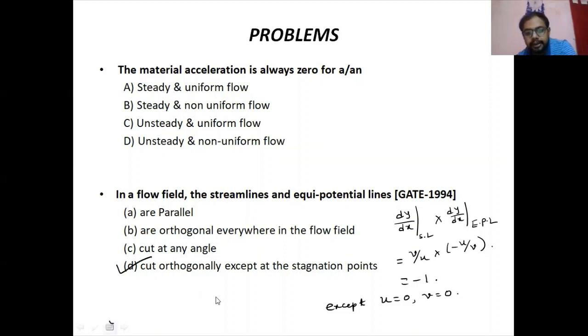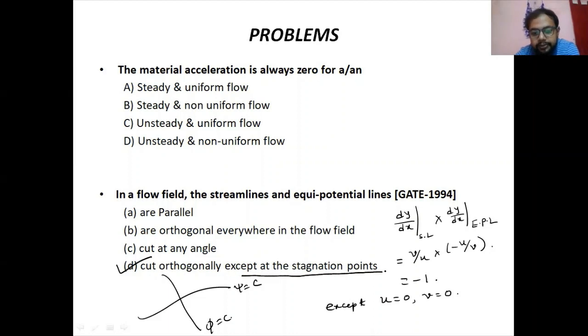So if this is the streamline, the equipotential line cuts it orthogonally, always. So at the cutting point there would be a 90 degree angle, as the product of both slopes is equal to minus 1. So that is the case we are considering. You have to remember that everywhere it cuts orthogonally except at the stagnation point. It's the most important point, asked many times in the GATE examination.